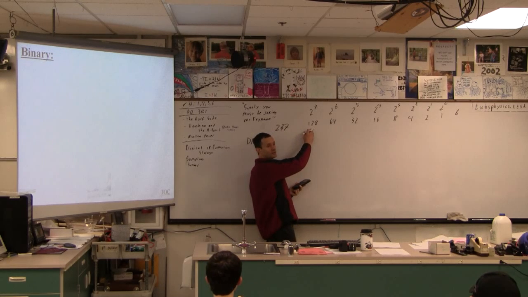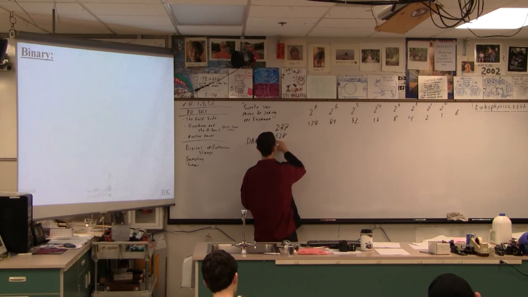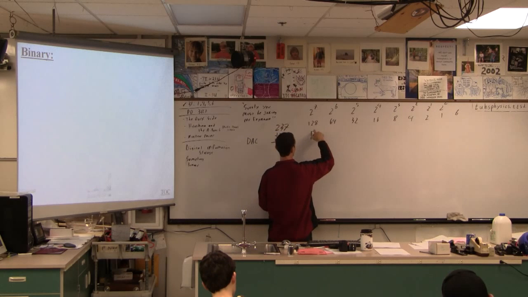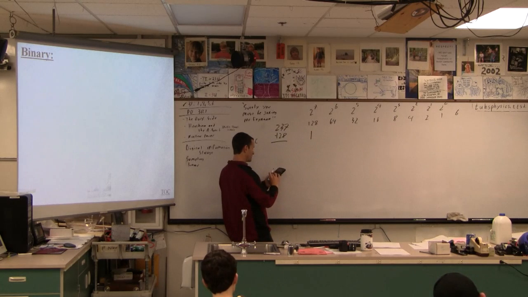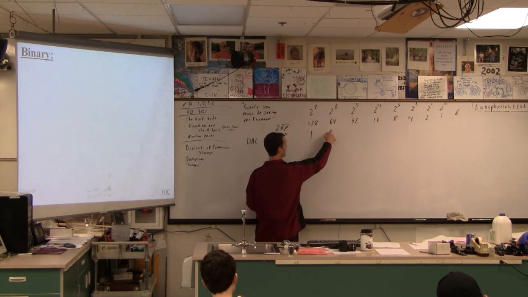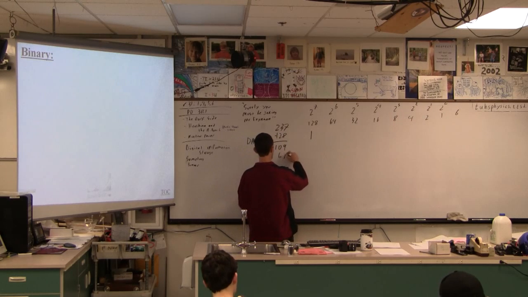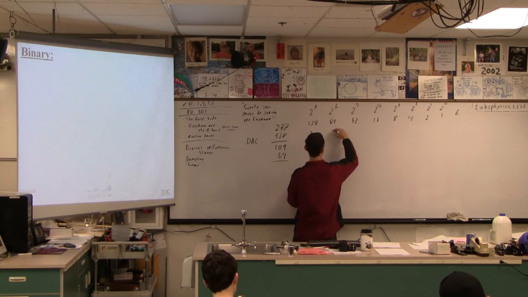Can you get one of these out of it? Can you subtract 128 from this? Oh, I believe you can. So minus 128, and by the way, you put a 1 there. Okay, so 237 minus 128 is 109. Okay, can you subtract 64 from that? Yeah, you physically can. So minus 64, and you put a 1 there.